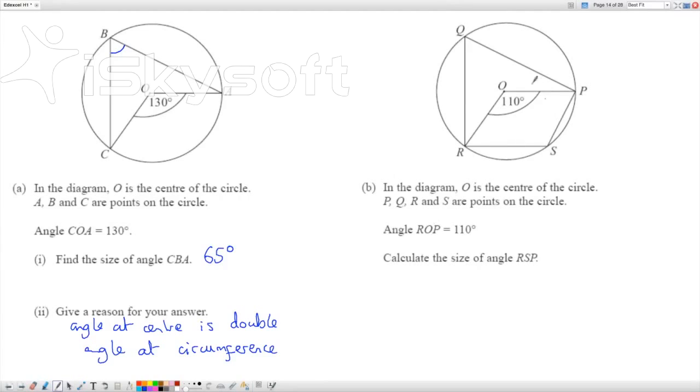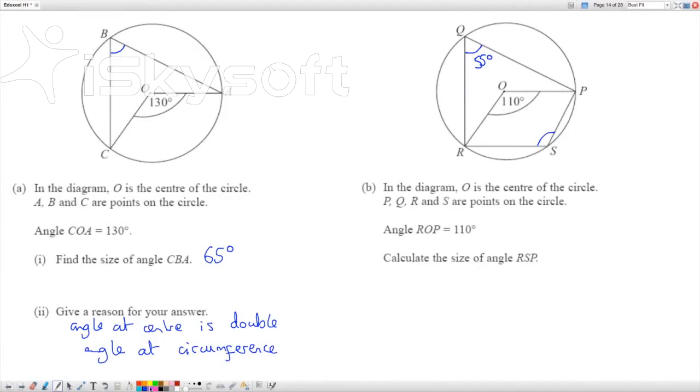In this diagram, we're showing the angle at the centre here to be 110. Therefore, this angle, half of that, will be 55. The angle at the centre is twice the angle at the circumference. We're not interested in that angle though, but this angle here that we've just found is going to help us find RSP. RSP, this angle here.